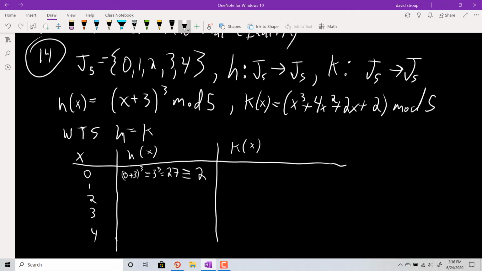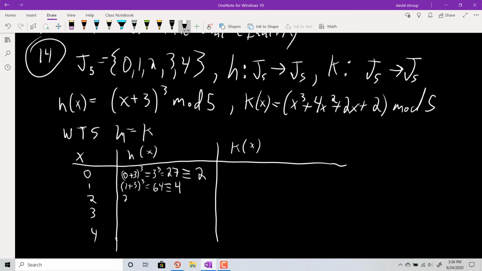Okay, so let's try another one. So this one is (1 plus 3) cubed. That's 4 cubed. 4 cubed is 64. Okay, and if you subtract away 4, that's going to be divisible by 5. Okay, so we'll say it's equal to 4 modulo 5.